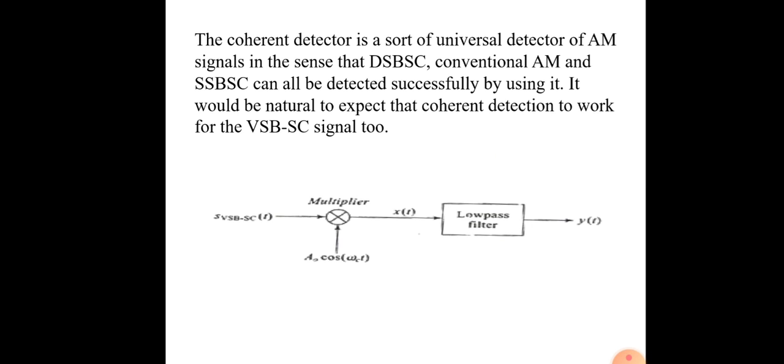The coherent detector is a sort of universal detector of AM signals, in the sense that DSB-SC, conventional AM and SSB-SC can all be detected successfully by using it. It would be natural to expect coherent detection to work for the VSB-SC signal too, because this detection is called coherent detection. Here detection and demodulation are the same. We can use any one of the words: detection, demodulation or coherent detection.